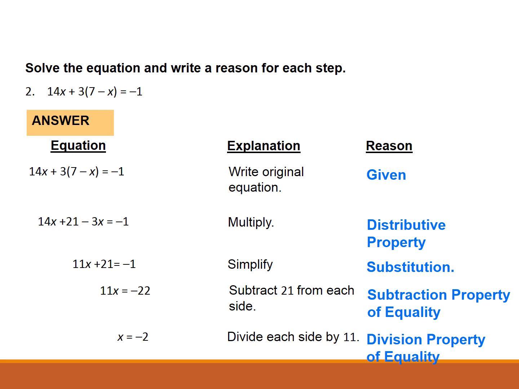Okay, now we're going to add 21 to both sides, or subtract 21 from both sides, so it's the subtraction property. And then how do we get x equals negative 2? We divide, so division.